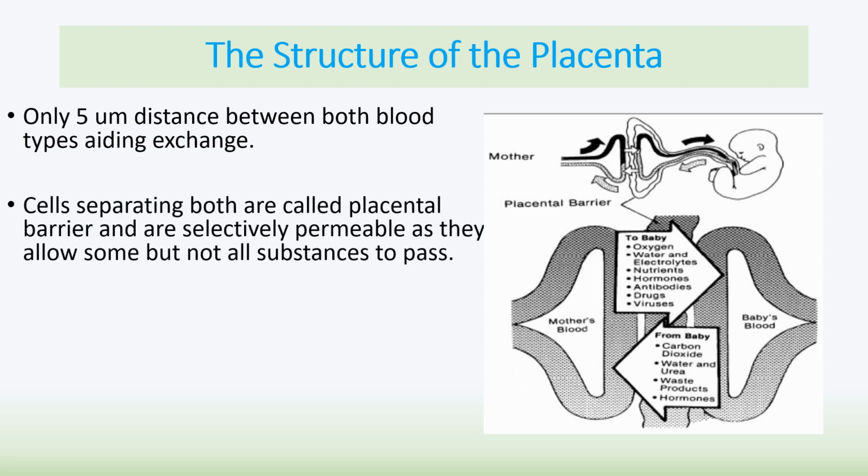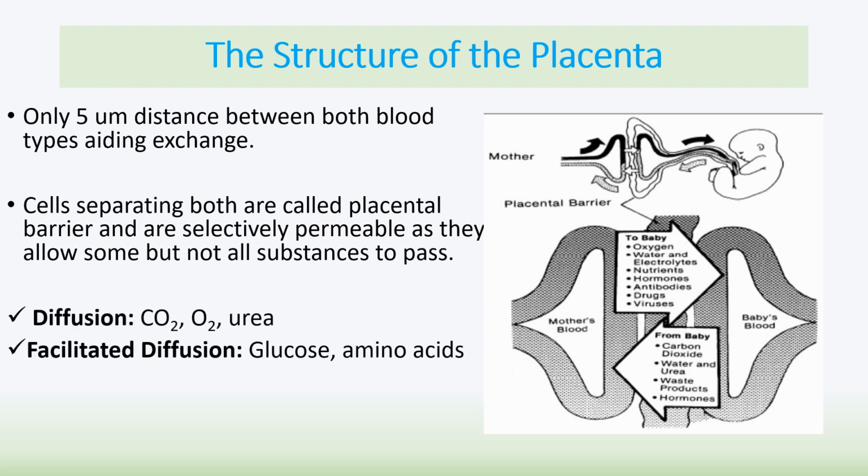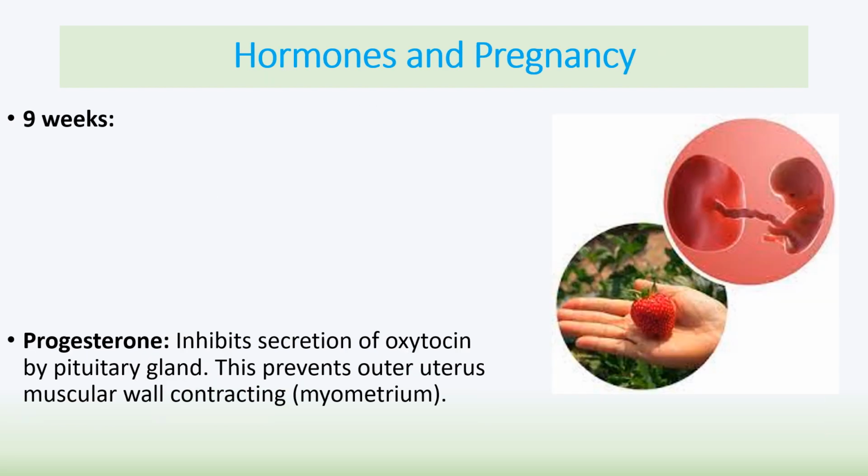The cells separating both are called the placental barrier and are selectively permeable, allowing some but not all substances to pass. So I said earlier, things like carbon dioxide, oxygen, and urea pass by simple diffusion, facilitated diffusion with glucose and amino acids, osmosis, obviously water, and then there are extra processes called endocytosis, which allow antibodies to move. Changes happen around 9 weeks, and this can be one of the common causes of a miscarriage if this goes wrong.